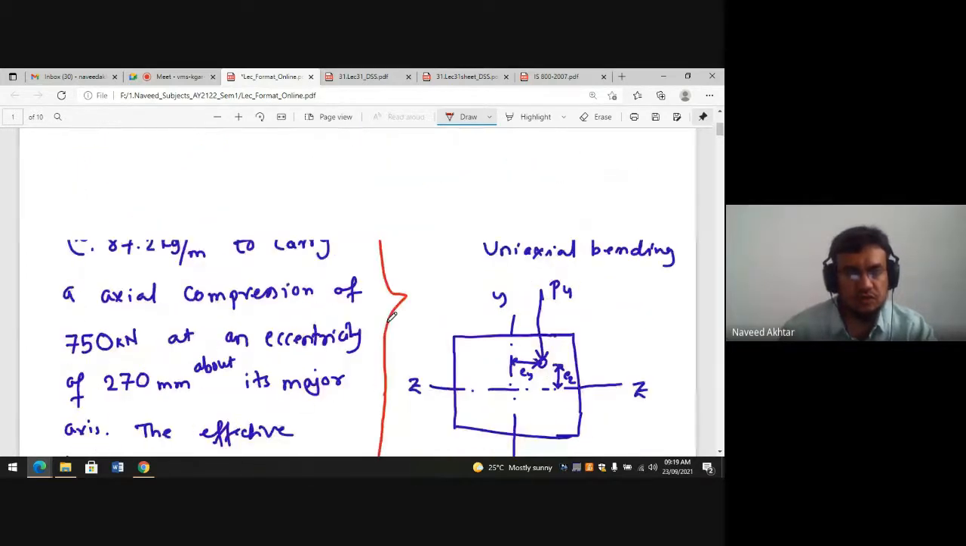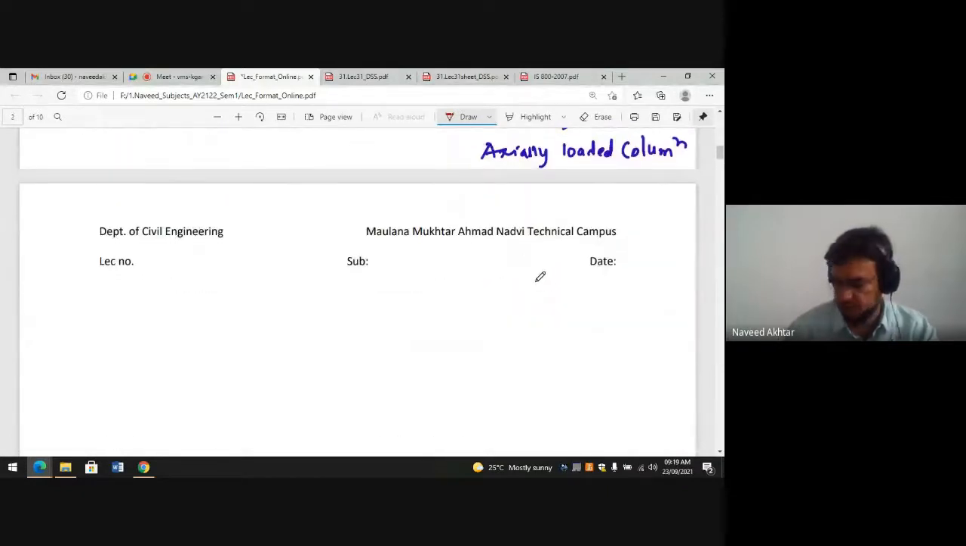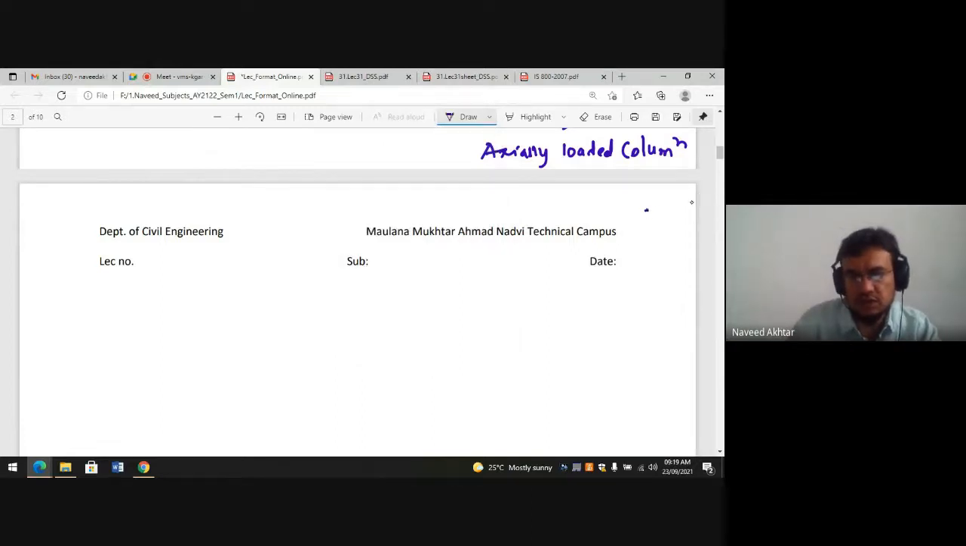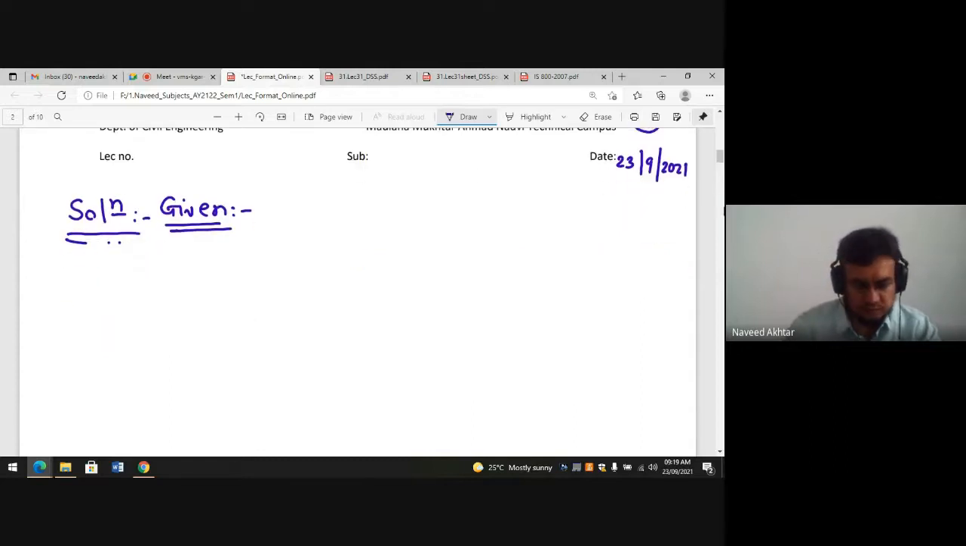This is an example you have to solve. Okay, I will start solving this example. So here, what is given? This is the first step. The section is given.